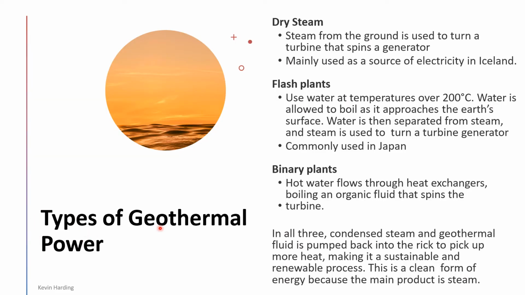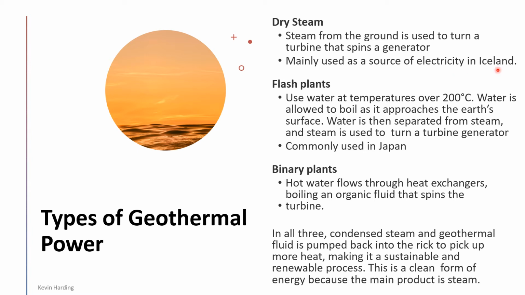So using the hot water to heat homes and to heat other things and use the energy like that. So in terms of types of geothermal power, we have dry steam heat. So steam from the ground is used to turn a turbine. So that's the one we've already mentioned. It's used to make electricity, and the example there is in Iceland.